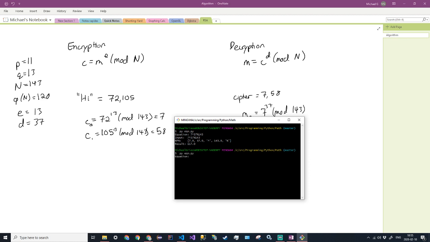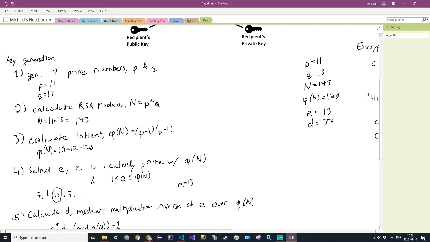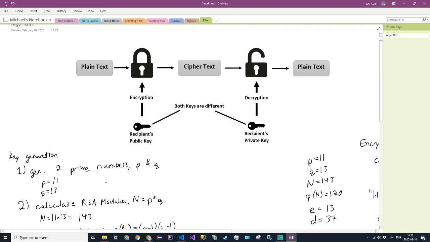Modulus 143. All right, I think I did my math wrong. But anyway, you should get back the same number. It probably just can't handle that large power, 7 to the 37. But yeah, you should get back the same numbers, 72 and then 105. And then you can convert that back to the text when you're ready.